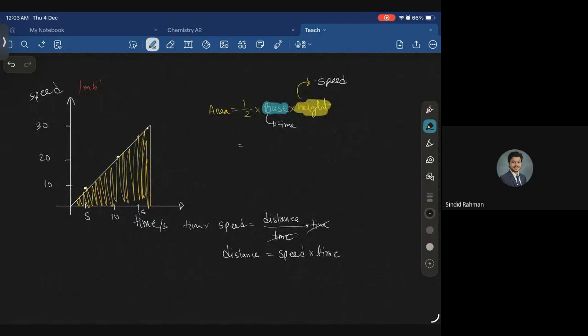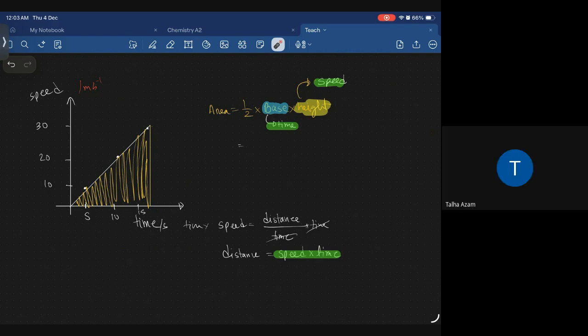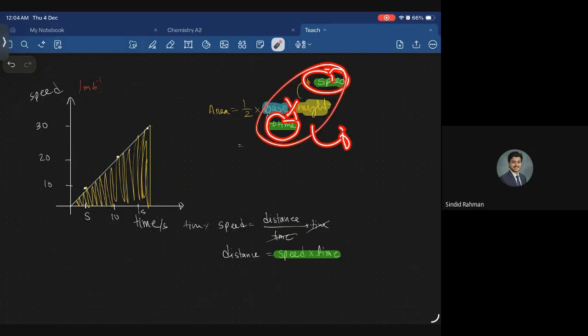Aren't these two the exact same things? This speed into time and the speed into time. Are you getting me, or am I complicating it? Yeah, I understand. So basically, if I were to multiply speed and time, this will give me distance. And here this is also speed and time, and I'm multiplying it, so these two will give me distance too, right? Yeah.